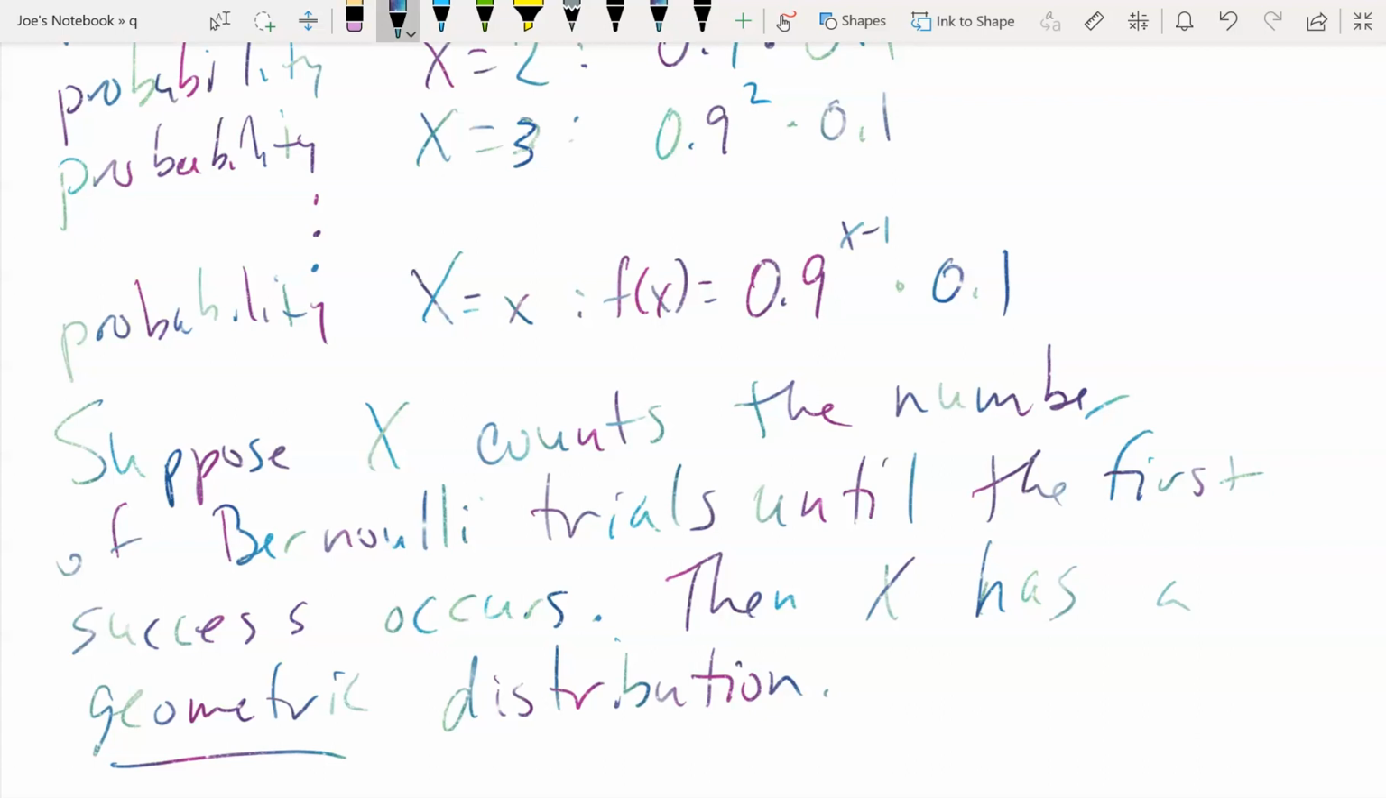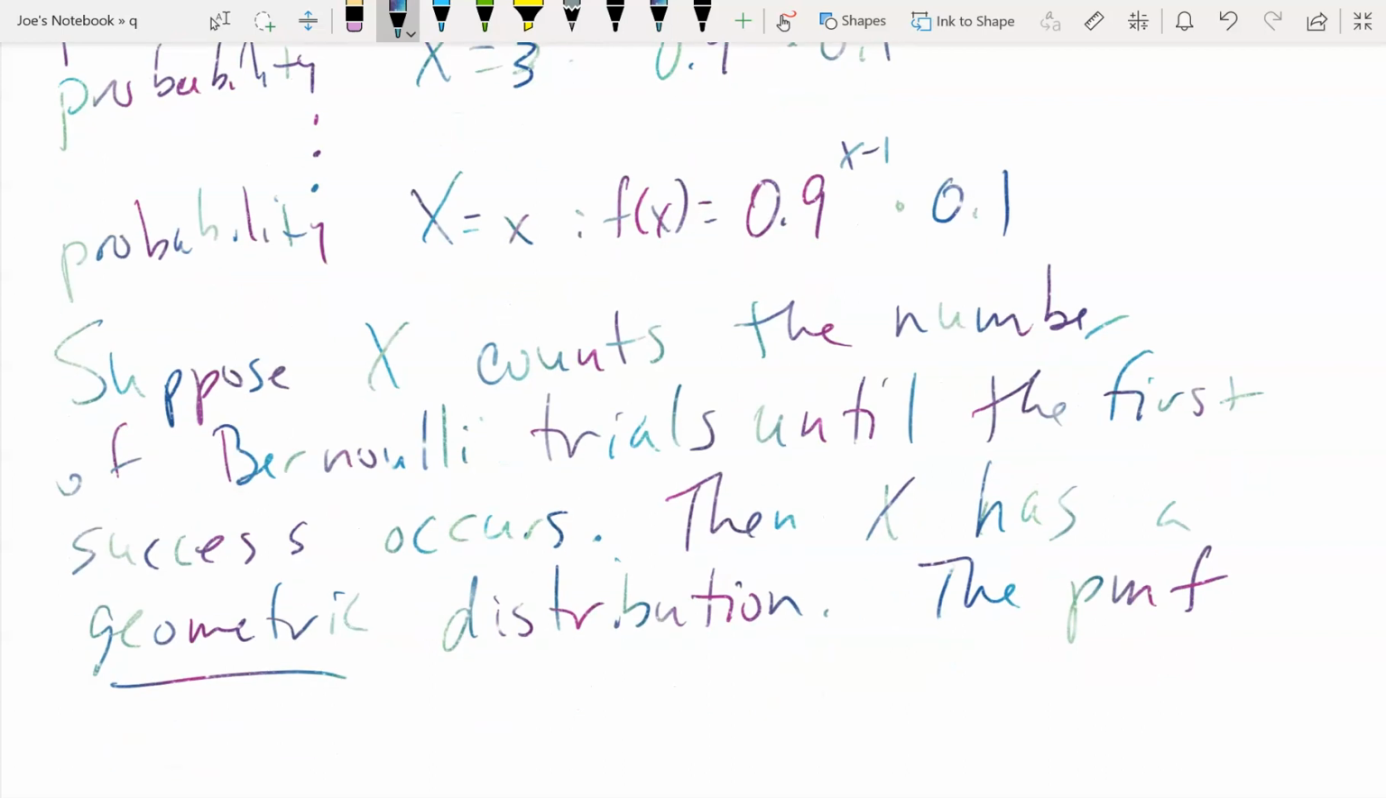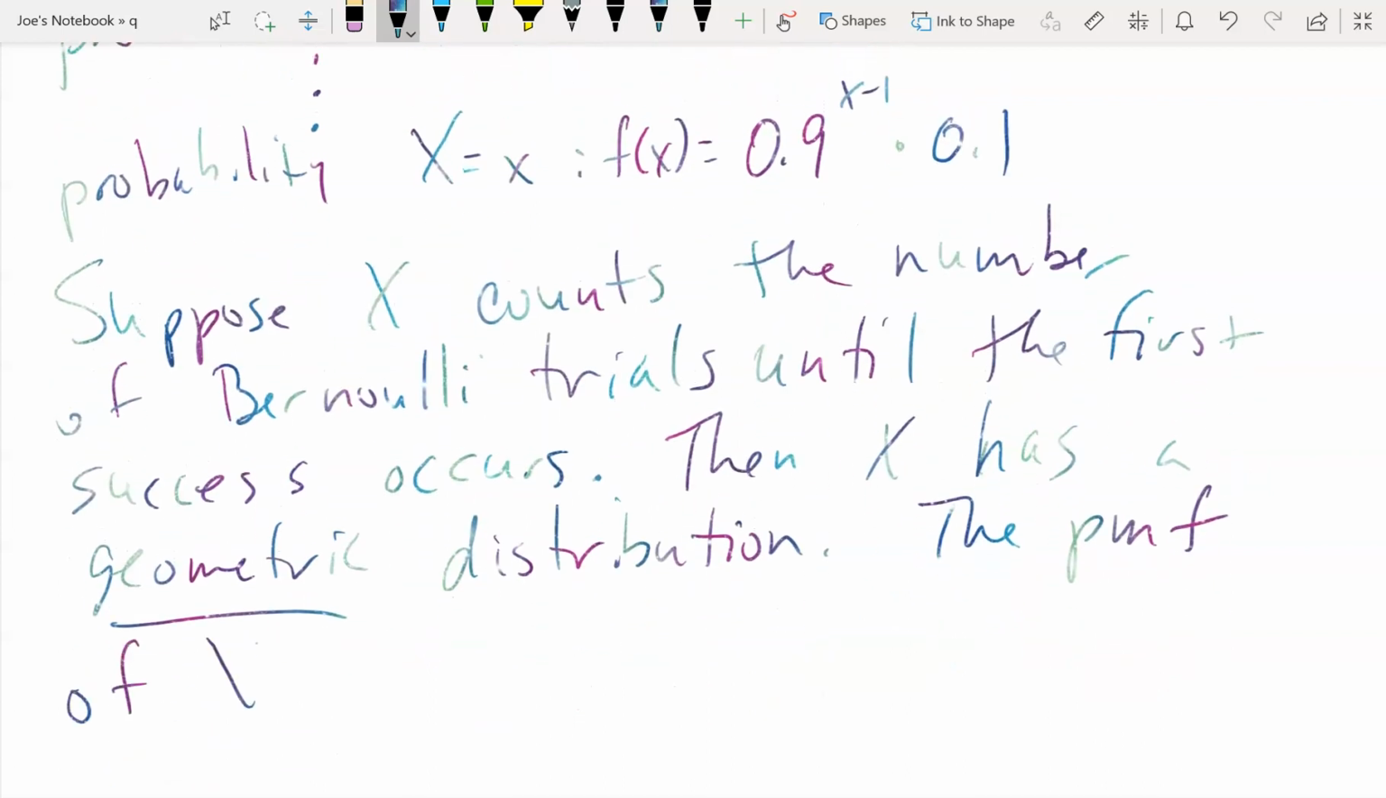So if you're counting the number of trials until the first success happens, that's a geometric distribution. The PMF for X is, well, how did we get this? 0.9 to the x minus 1 times the 0.1. What did we do?